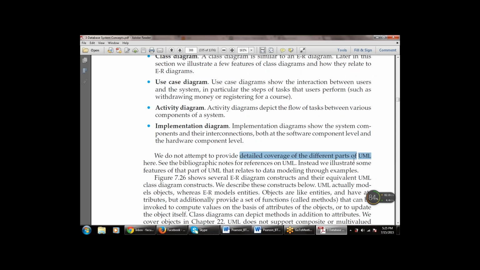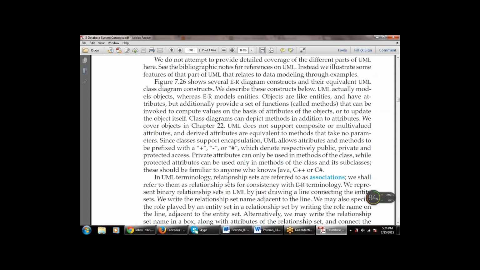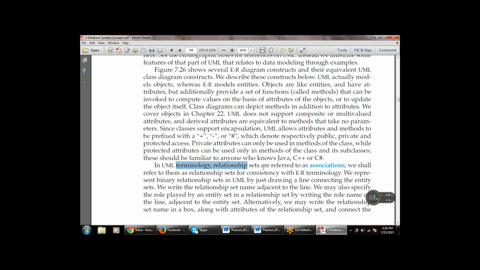We do not attempt to provide detailed coverage of the different aspects of UML here. In UML terminology, relationships are referred to as associations. So if in a UML diagram I want to explain the relationship, that is known as the association. We represent a binary relationship set in UML just by drawing a line, for consistency with the ER terminology, as used for database modeling.